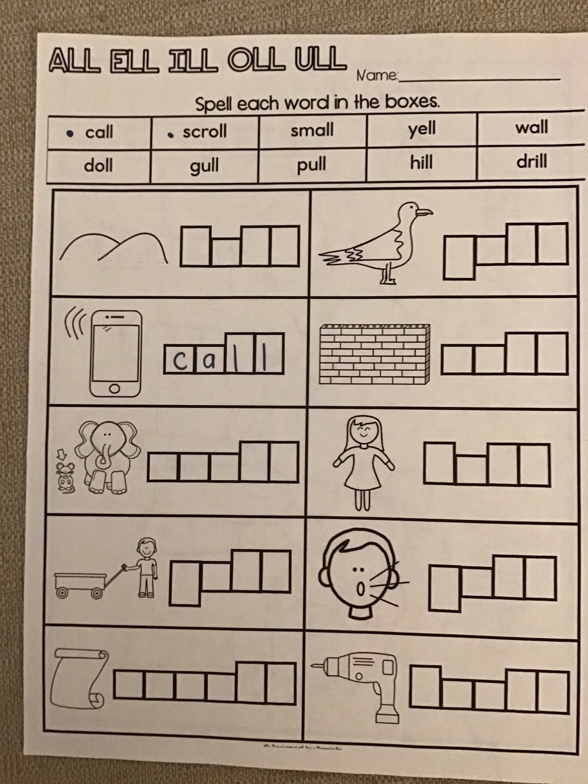Our next word is scroll. Scroll. Our third word is small. Look at the small mouse. Small.